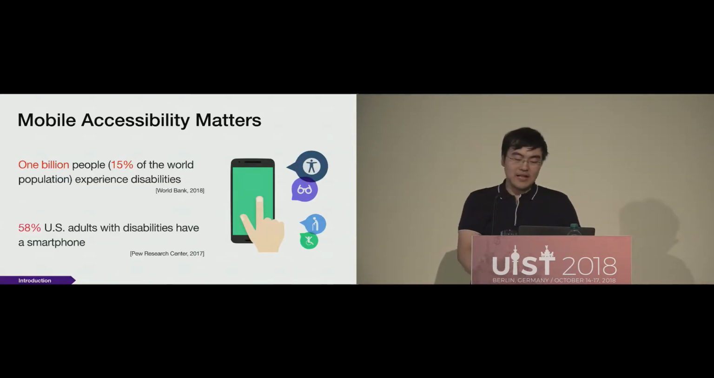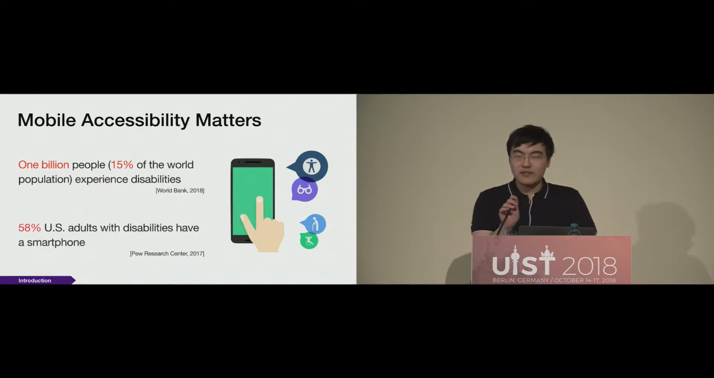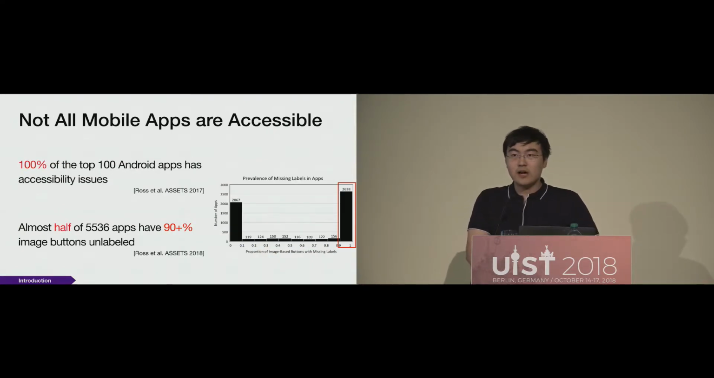Among 7 billion people on this planet, more than 1 billion people live with some sort of disabilities. Mobile touchscreen devices and apps play increasingly important roles in daily life. In the US, 58% of adults with disabilities use smartphones. However, not all apps are accessible. Last year, we examined the top 100 free Android apps and found that every app included one or more categories of accessibility issues. In a follow-up study this year, we examined 5,000 Android apps for a specific category of accessibility issues. Almost half of these apps have more than 90% of their image buttons unlabeled.